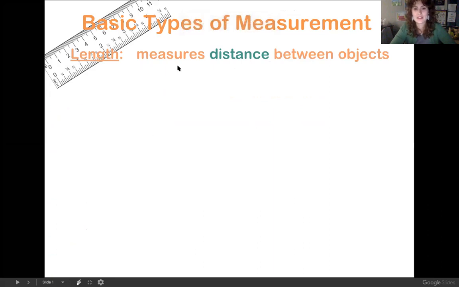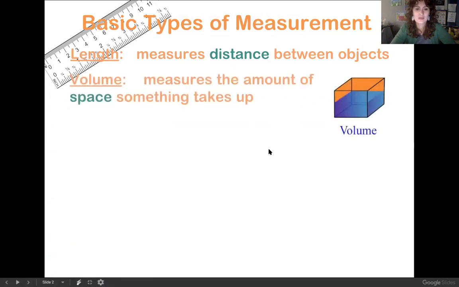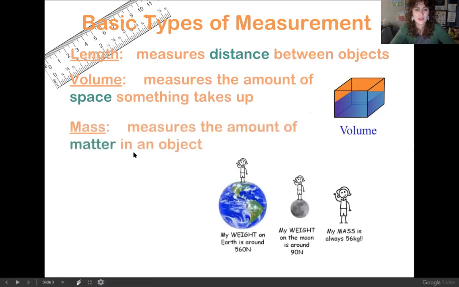So one of the basic types of measurements in science is measuring length, which of course is the distance between objects. Another type of measurement is volume. So volume is the amount of space that something takes up. And then of course there's mass. So mass measures the amount of matter in an object.